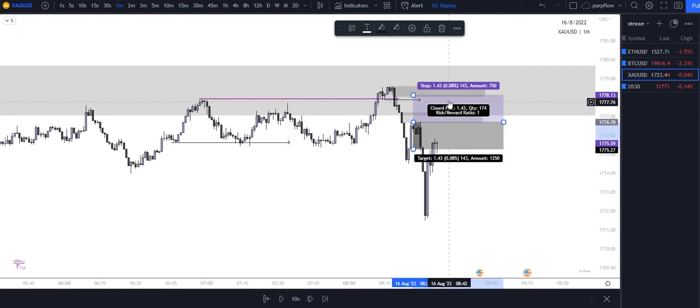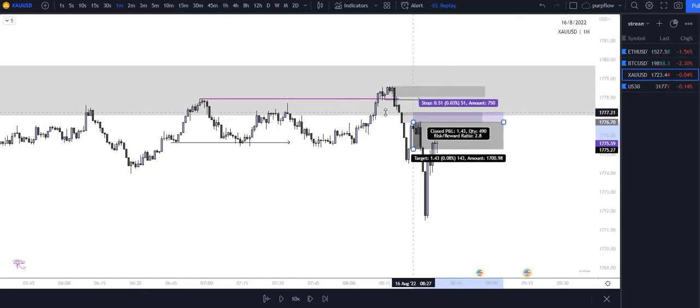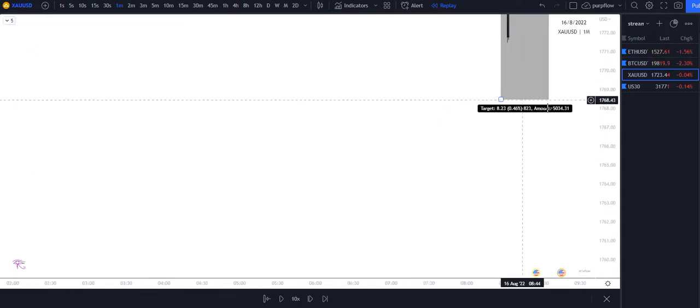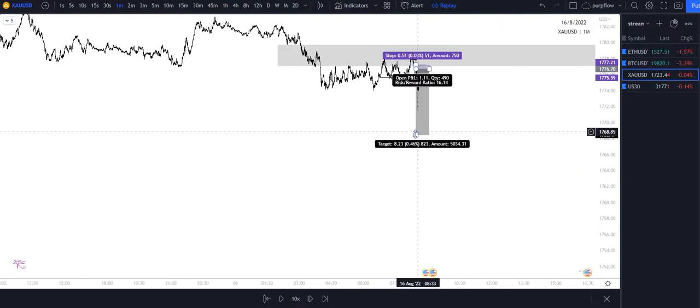Short position right here, targeting that area of demand overall. You can put your stops right here, stops over this high, completely up to you. How do you want to take this? Hold it down two areas of demand lower.